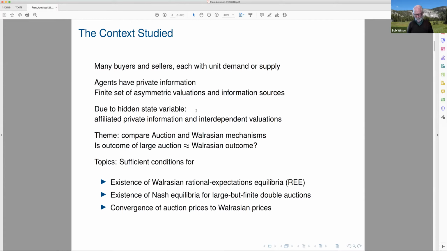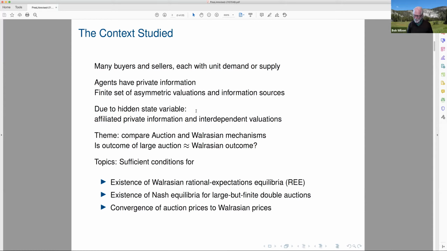We're going to assume that this private information is affiliated. In fact, it's conditionally independent given the underlying state variable. But it's a model with interdependent valuations, where all the participants' information is potentially revealing about the hidden state. And then we're going to use that to compare an auction mechanism and the Walrasian mechanism at the limit, and ask the question, is the outcome of a large auction approximately that of a Walrasian outcome?